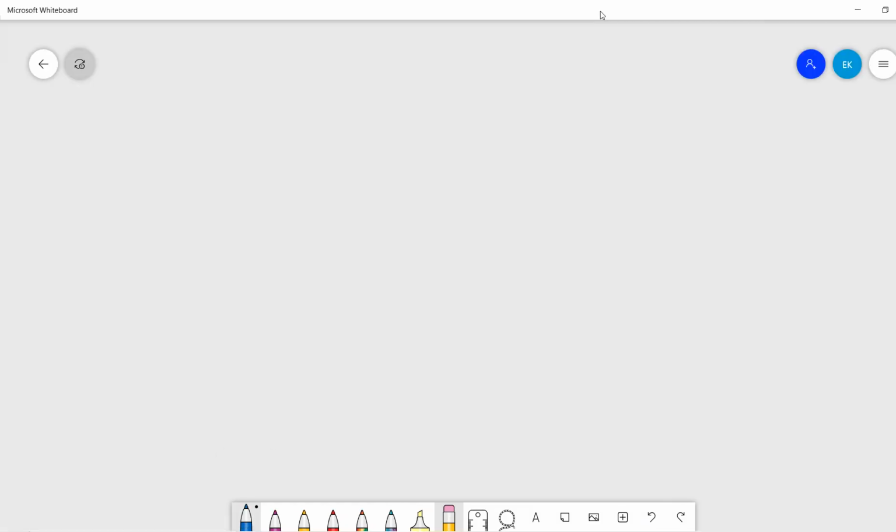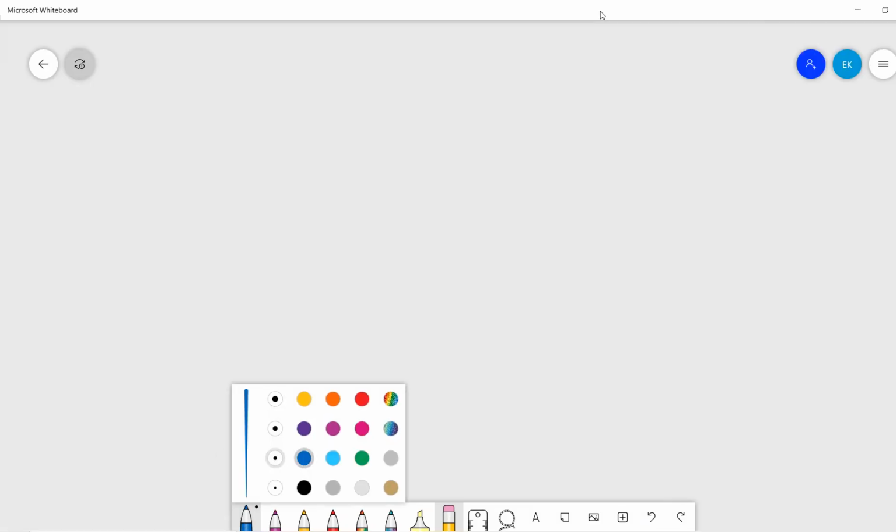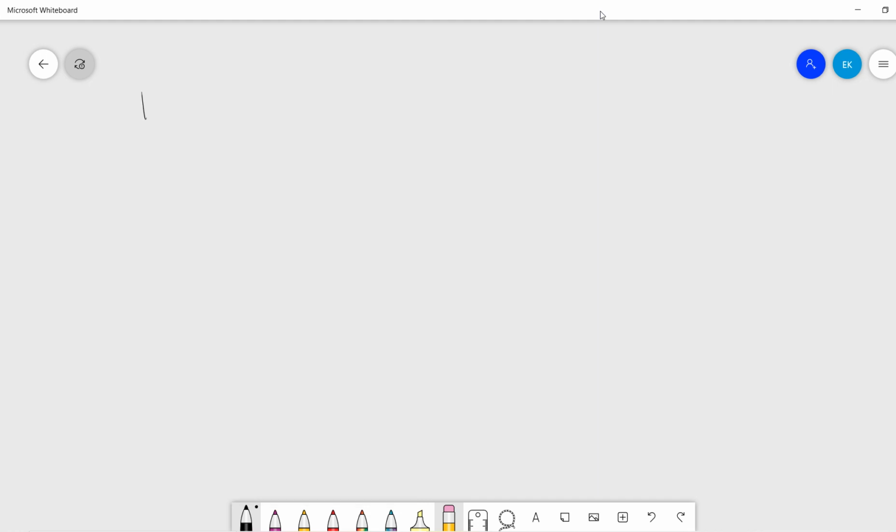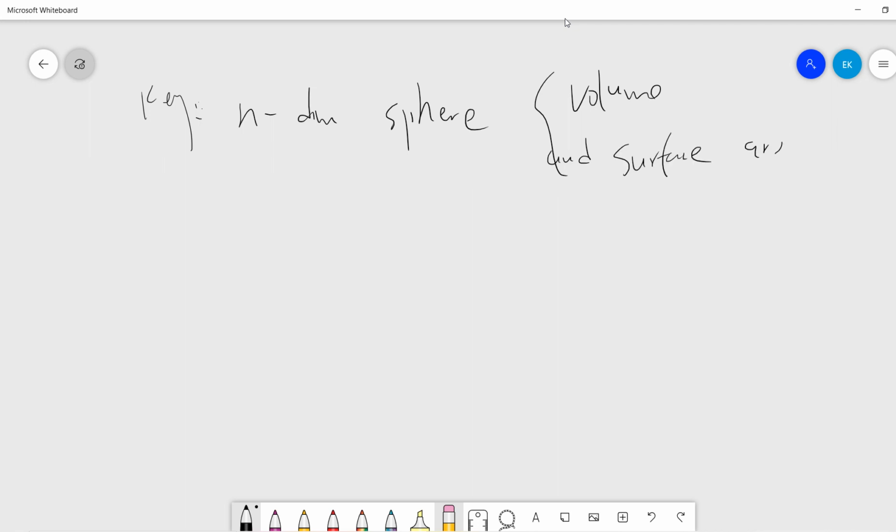So in this video we try to compute the volume of the n-dimensional sphere. The key point is the n-dimensional sphere. Basically, we want the volume and the surface area. The volume is the n-dimensional volume, and the sphere is an (n-1)-dimensional object.